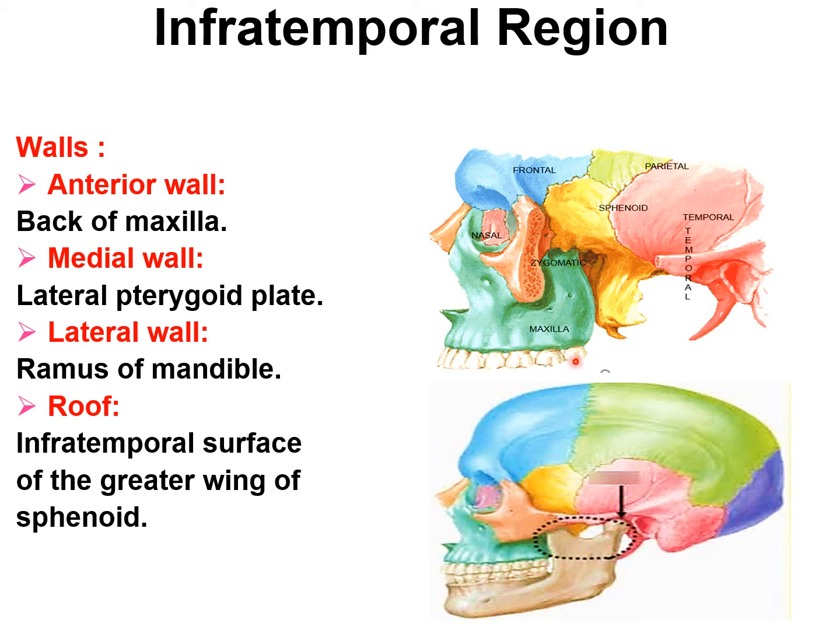Talking about the walls of infratemporal region, the anterior wall is formed by the back of the maxilla, or the posterior aspect of maxilla. Medial wall is formed by the lateral pterygoid plate. Lateral wall is formed by the ramus of the mandible, and the roof of the infratemporal region is formed by the infratemporal surface of greater wing of sphenoid.